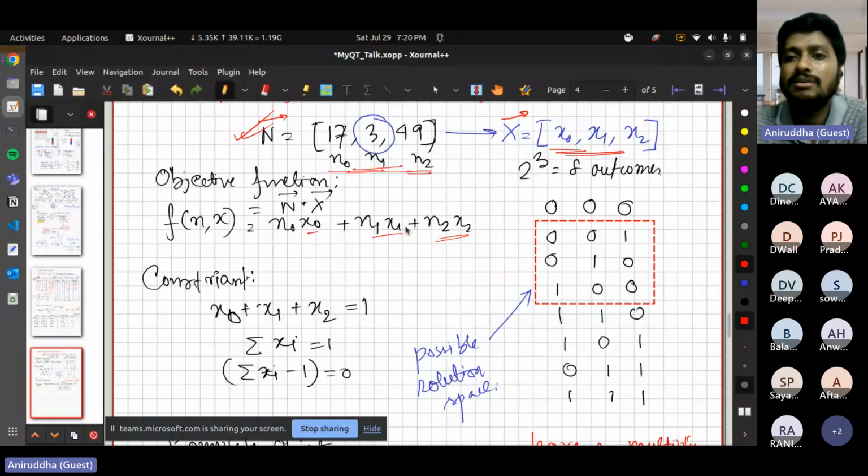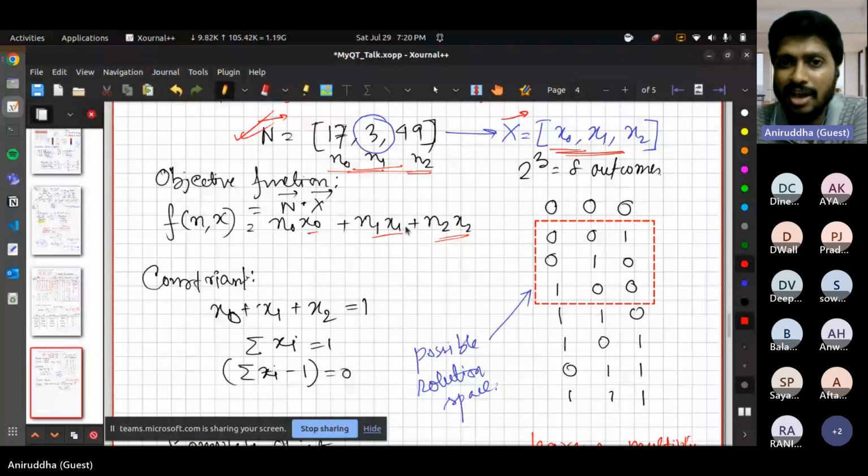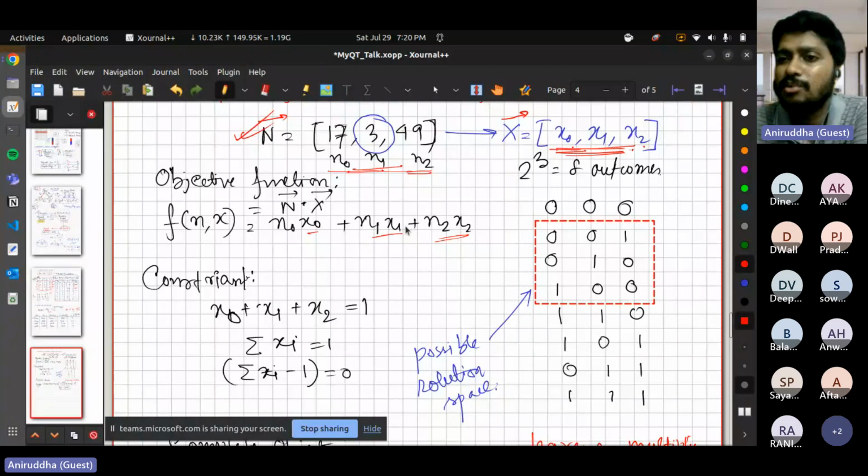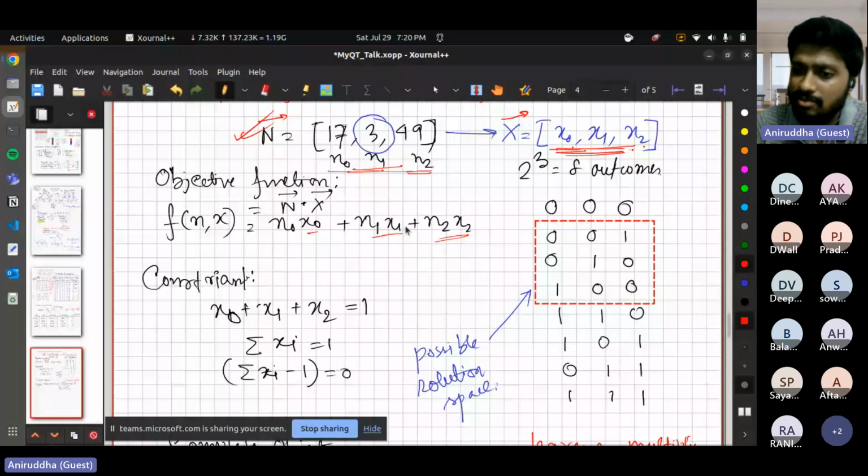Our result will be coming in terms of zeros and ones. So we have 3 numbers, and to represent those 3 numbers, we are representing them as 3 bits, x0, x1, and x2. Now the thing is, with 3 bits, how many states are possible? These are the 8 possible states we have seen already, from 000 to 111.